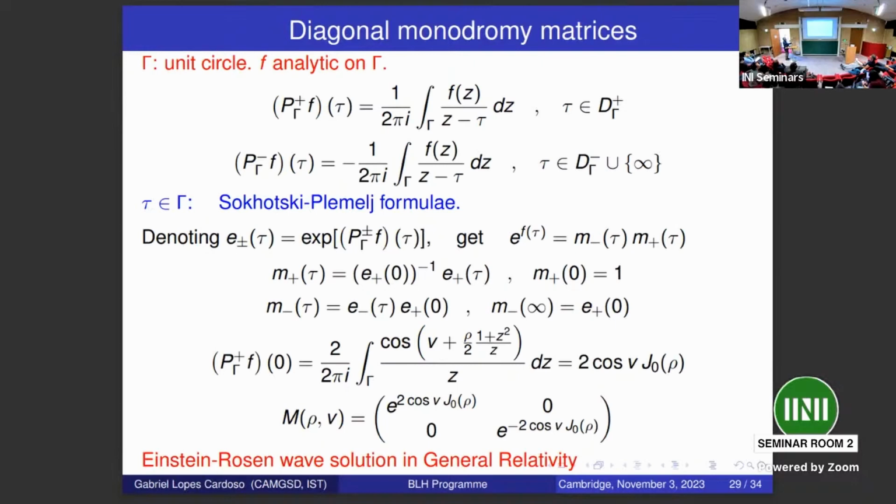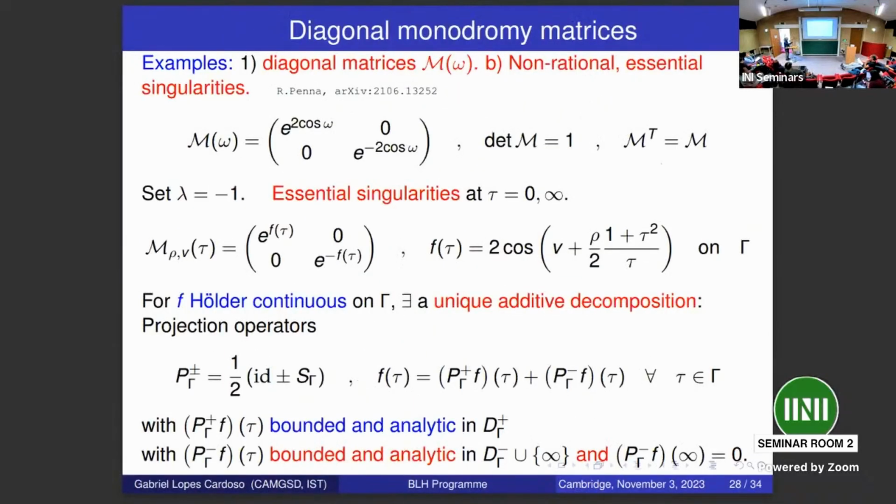So put tau equals 0. And the exponential of this expression here is what will give rise to M minus at tau equals infinity. This expression is a Bessel integral. So exponentiating it, you find that the space-time solution is given by the exponential of this Bessel function. And the space-time interpretation of that is an Einstein-Rosen wave solution in general relativity. And this was first analyzed by Robert Piran, but using a different approach from this one here.